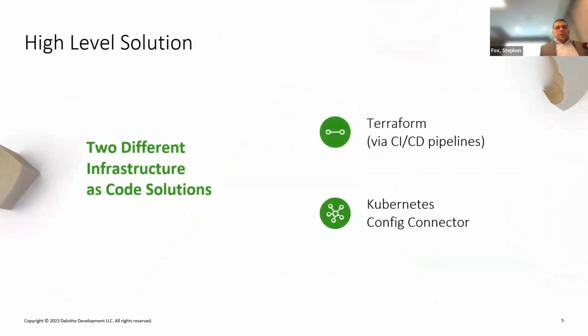So there are two tools that we're talking about today. Terraform, which is usually deployed through CI/CD pipelines. You have your pipeline, you run your Terraform operations, and the output is your infrastructure. And then Kubernetes Config Connector, which takes a different approach that really adopts the Kubernetes ecosystem as its main deployment mechanism.